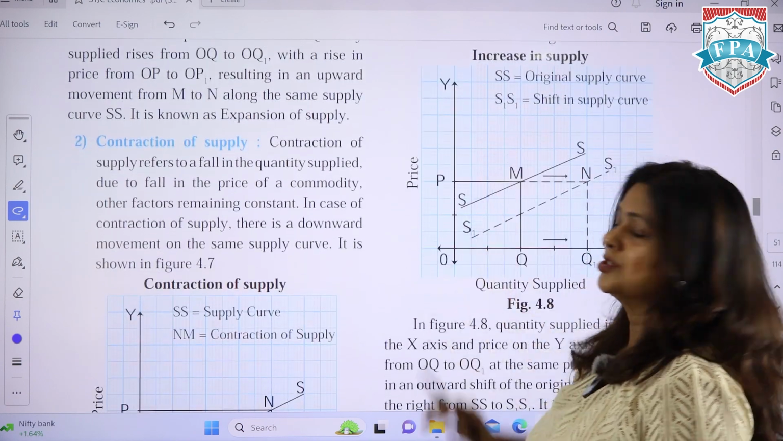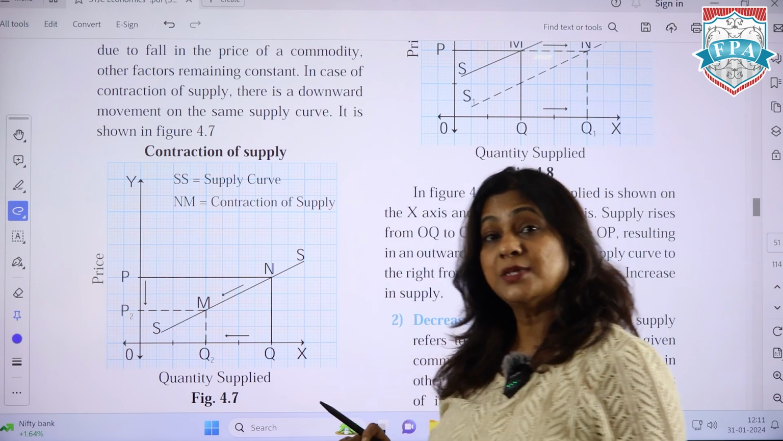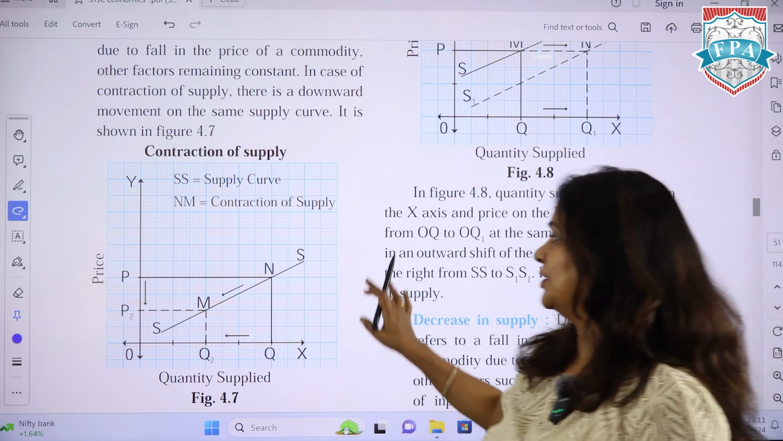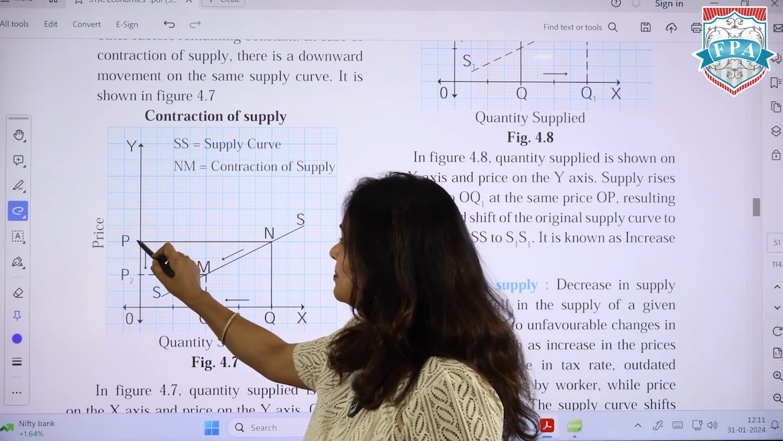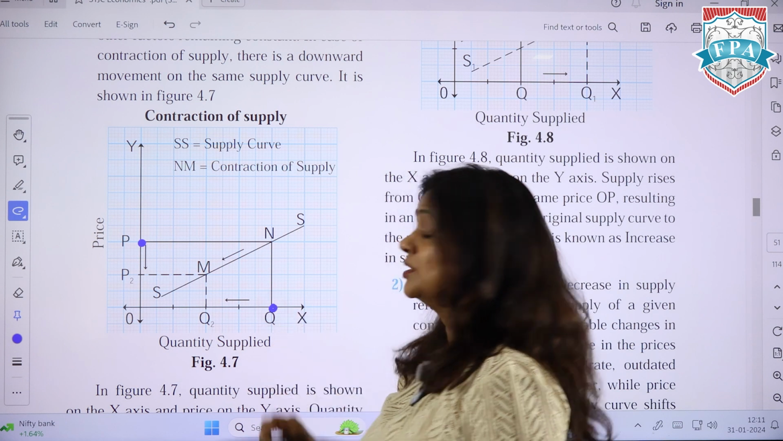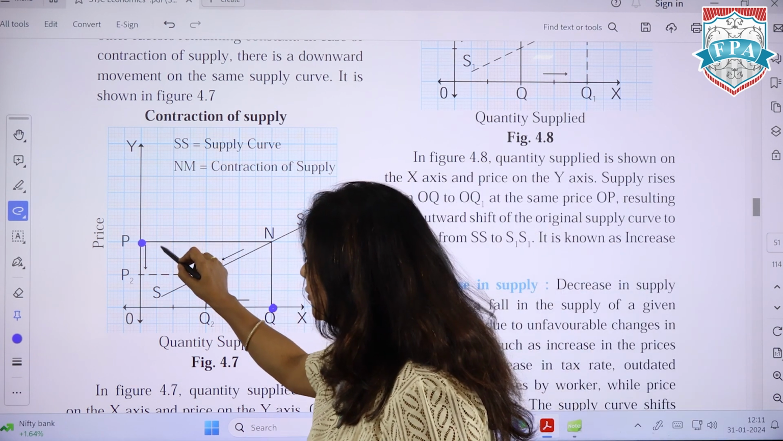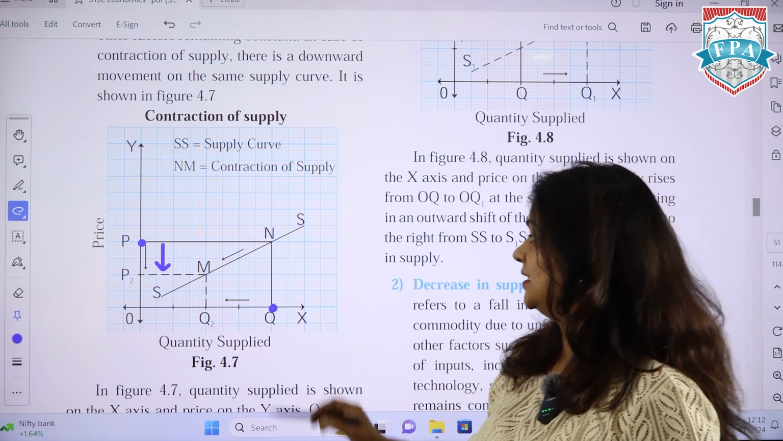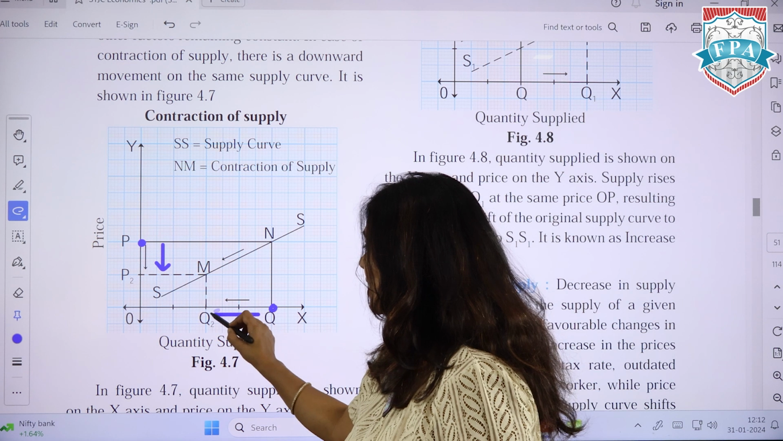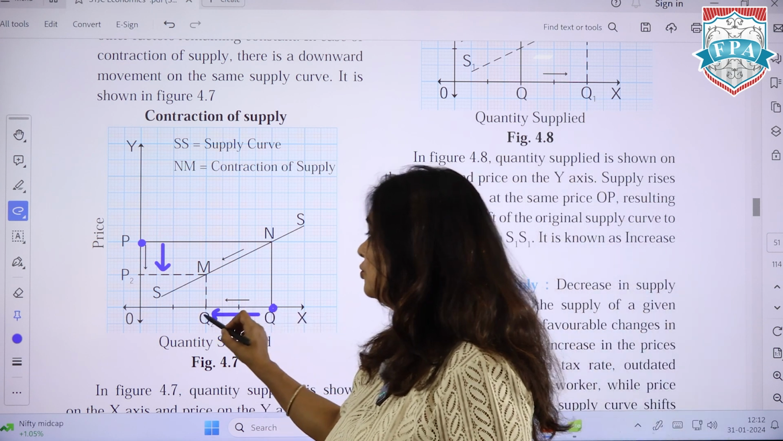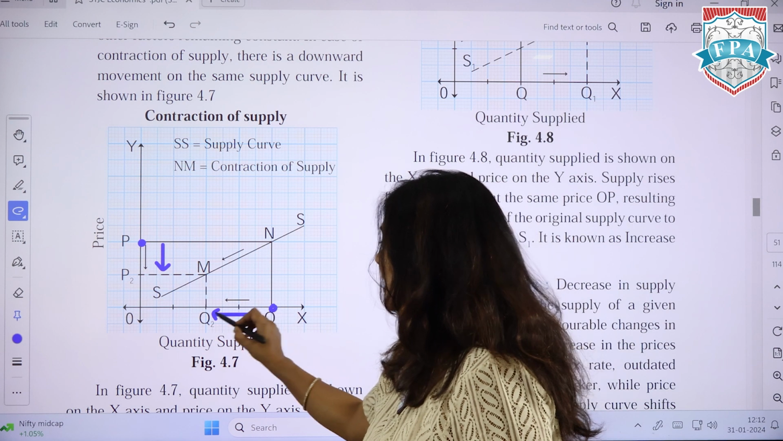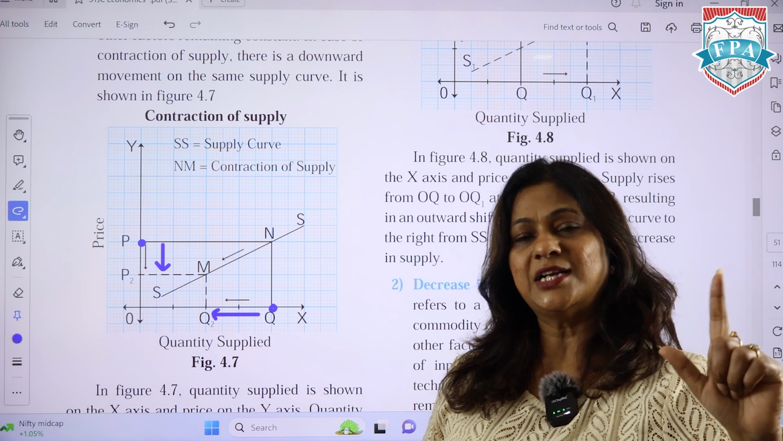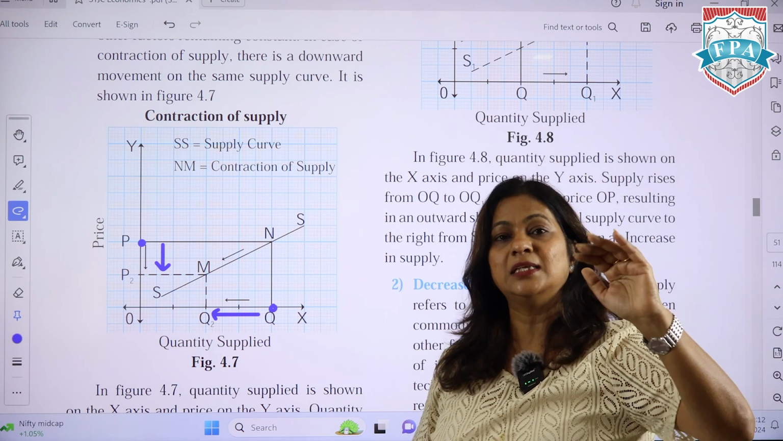Similarly, contraction of supply. Look at it. Contraction of supply means that the quantity supplied reduces if the price reduces. If your price was P, quantity supplied was Q. Price reduced. It became P1, or P2 as given in your graph, then the quantity supplied reduces from Q to Q2. Please, making these arrows is very important in the exam. This is contraction. So expansion and contraction happen because of increase and decrease in price.